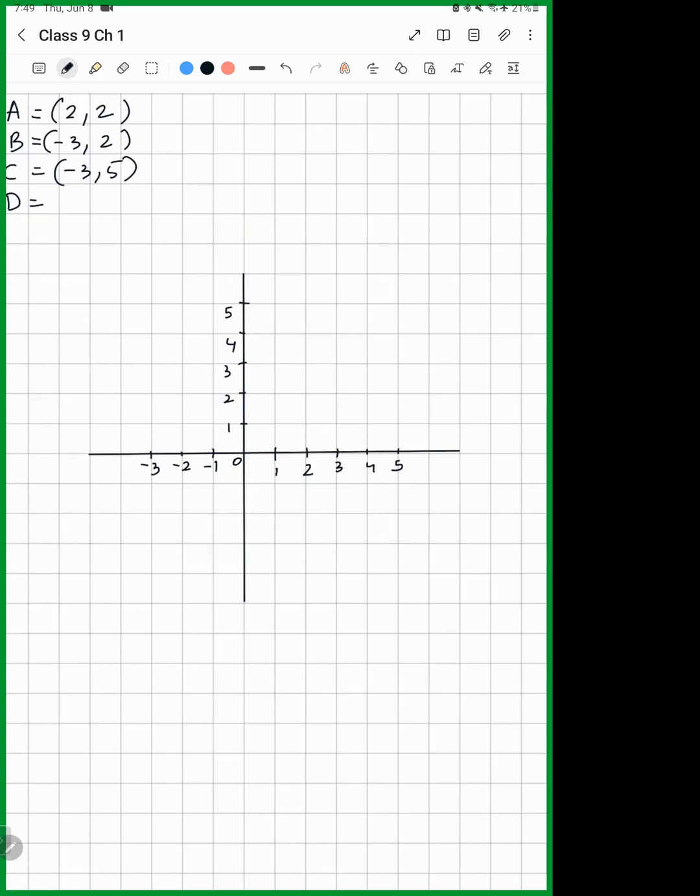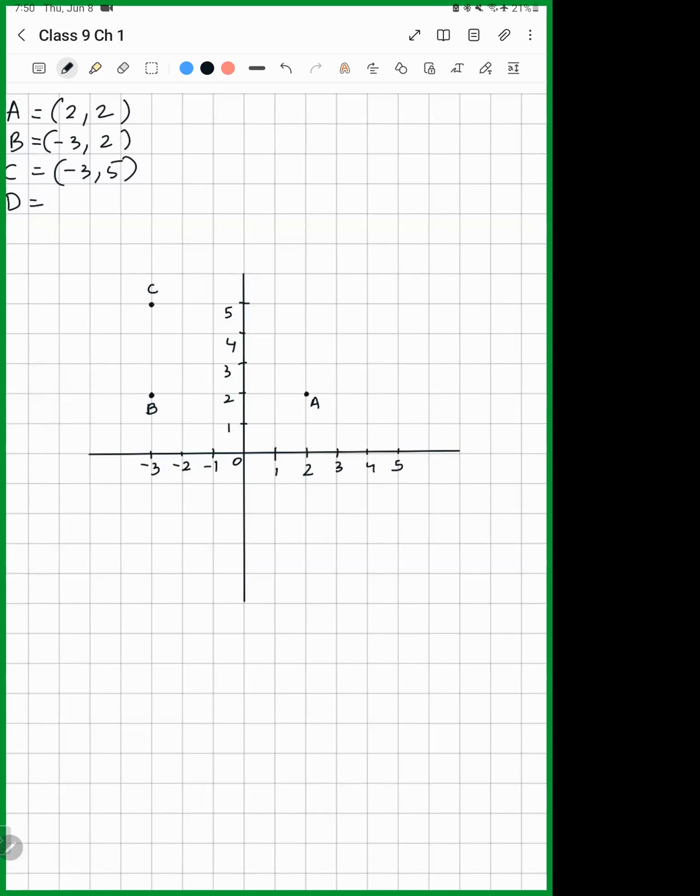So first A is (2, 2). So (2, 2) is here. Then -3 and 2. So -3 is this, and then 2 is over here. So let's call this point B. Then the point C is -3 and 5. So this is point C.